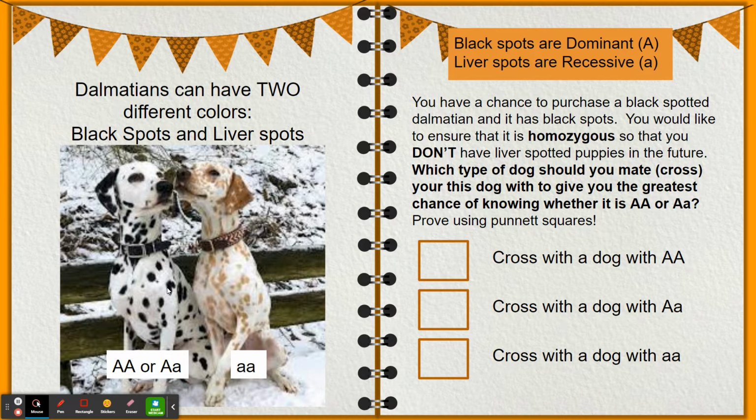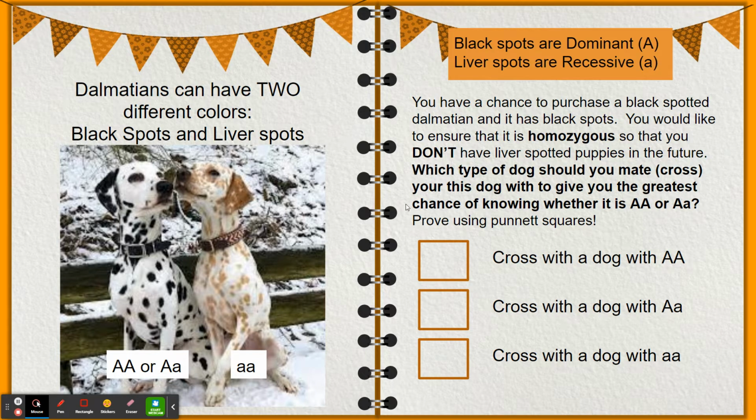So when you get that black spotted dog, you don't know, is it big A, big A, or is it big A, little a? You just don't know, unless you maybe know the genotype of the parents. And so you can do what we call a test cross, which means you'll mate your dog with some dog in order to determine what its genotype is. Now, you could mate your dog with a big A, big A, or a little a. So you want to pick one of these genotypes to mate your dog with, this unknown dominant, to help you determine what its genotype is.